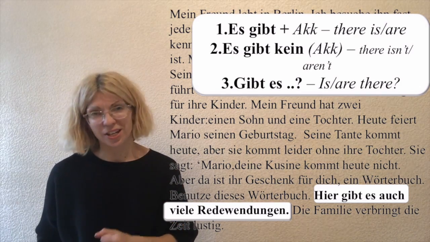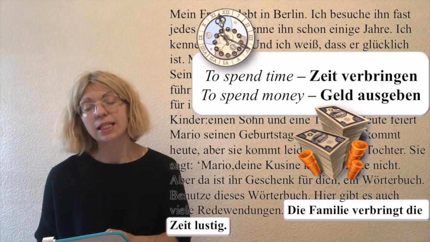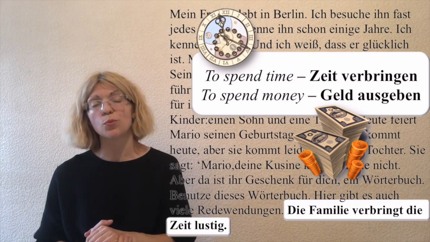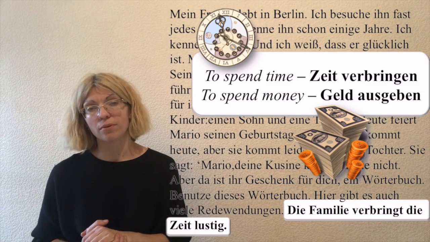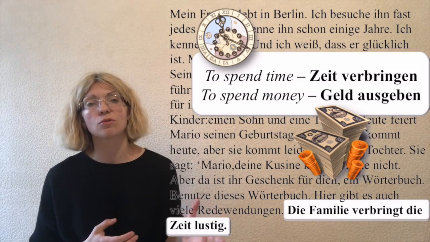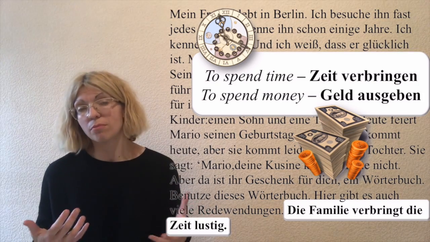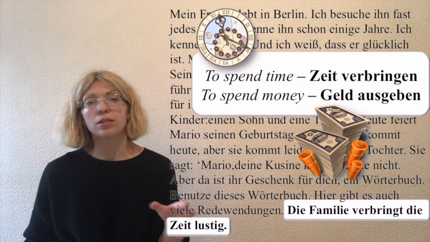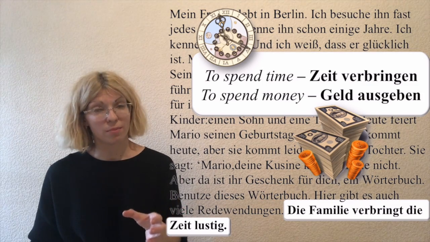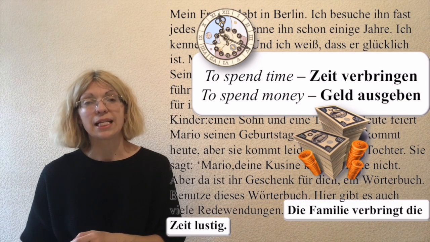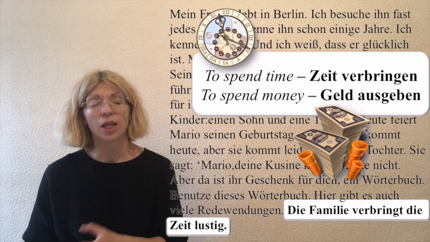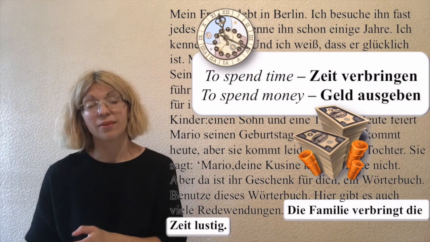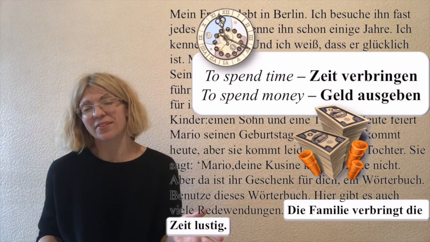Okay, well, the next. Die Familie verbringt die Zeit lustig. Okay, we can make the verb verbringen. Verbringen, to spend, yeah. And there is another verb, ausgeben, in German, and it means to spend as well. But it's very easy to remember the difference between all those verbs. Memorize. If you spend money, Geld ausgeben. If you spend time, Zeit verbringen. One more time. To spend money, Geld ausgeben. To spend time, Zeit verbringen. I think it's very easy, yeah?